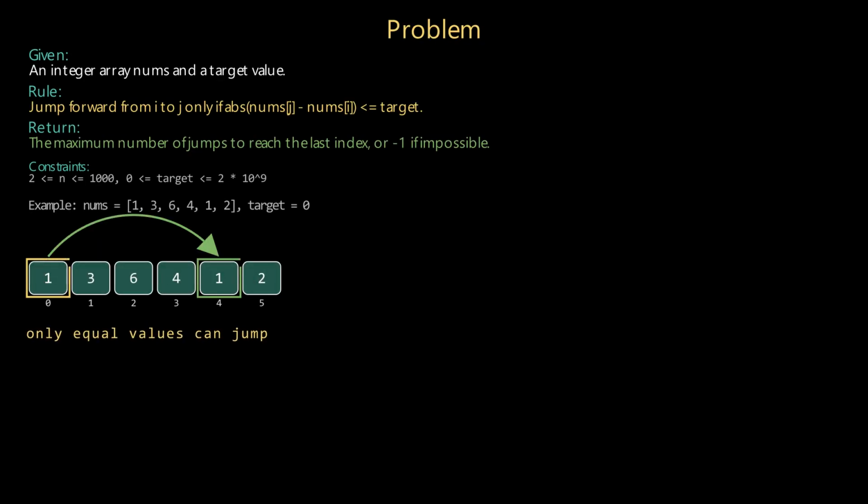With target 0, a jump is only allowed between equal values. Index 0 can jump to index 4 because both values are 1, but from there the last value is 2, so the last index cannot be reached.